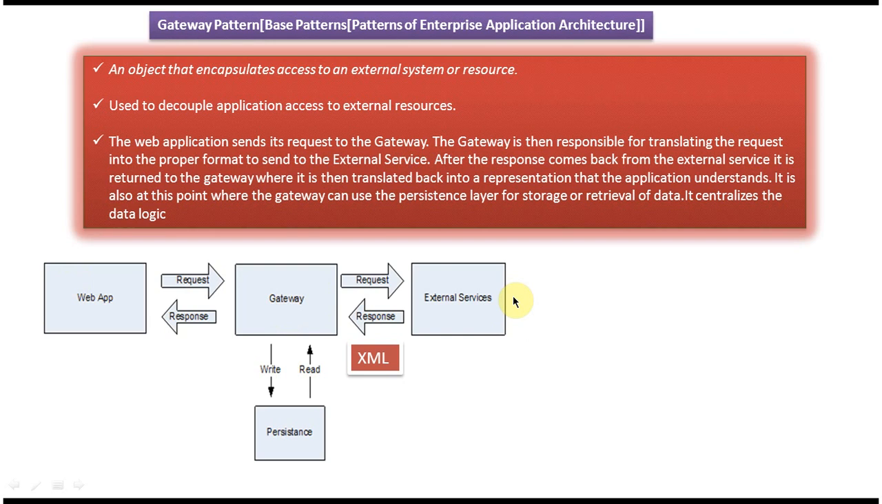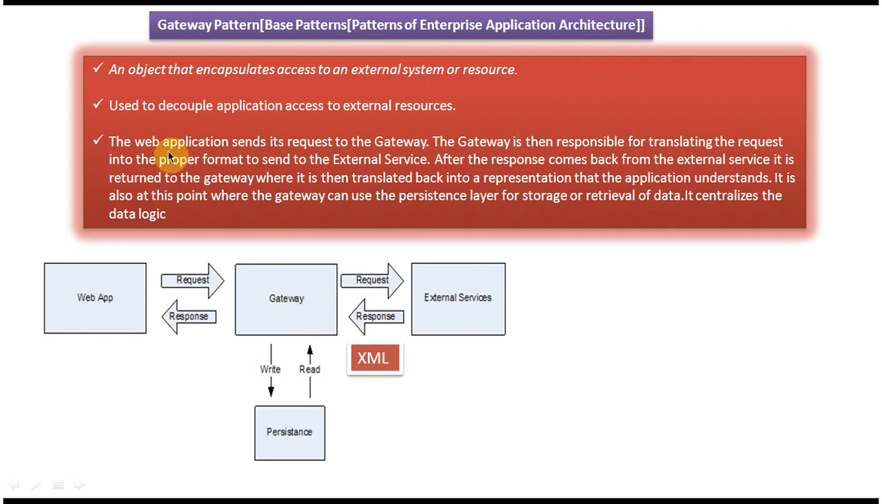So in this case what this gateway will do is, once the web application sends the request to the gateway, it will read all the information from the request, and it will formulate the XML file, and that XML file it will send to the external service, so that the external service can understand the request information, and it will process the XML, and once the process is finished, it will send the response back to the gateway.